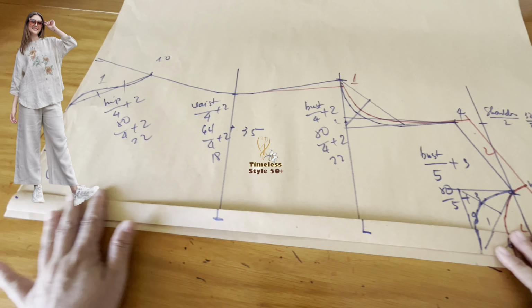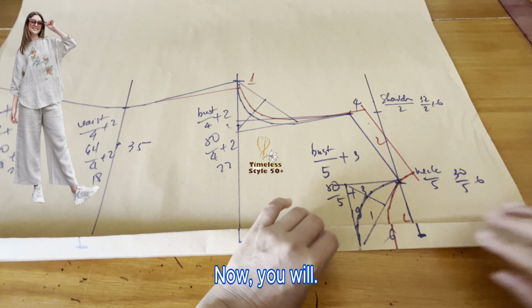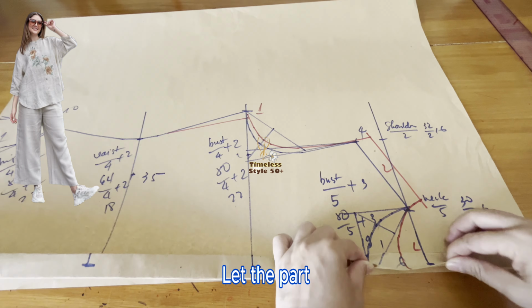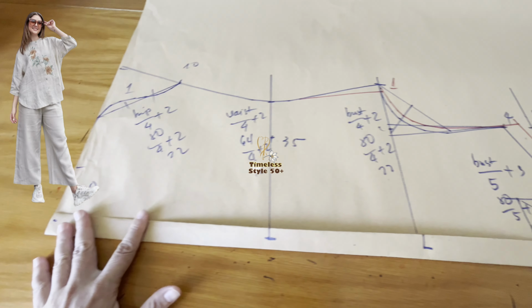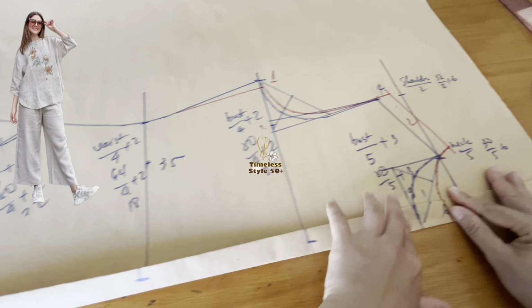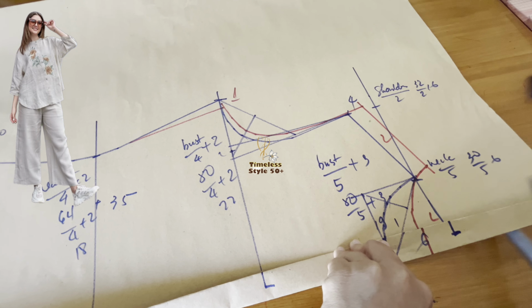This is the armhole part. I painted the body before and after. Now, you will let the part. The line of the back body is 1 centimeter smaller than the front body. It's the same up below. And we'll cut the road. Behind is the red line.